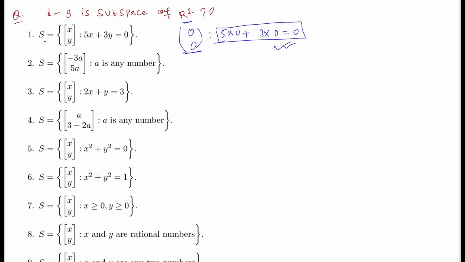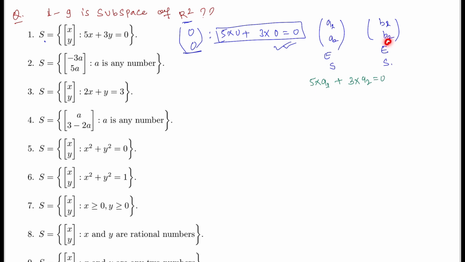The second condition is that if I pick any two vectors, let's say a1 and a2 from this set S, my assumption is that this vector belongs to the set S. And let's say I pick another vector, b1 and b2, which also belongs to this set S. Then definitely it should follow the condition that 5 times the first component, a1, plus 3 times the second component, a2, when added up, should give 0.